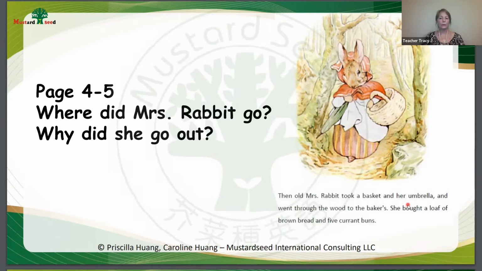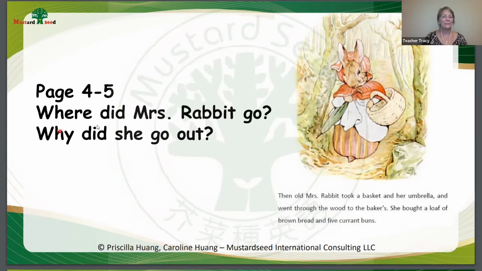Okay, so she took her umbrella and went through. This word is through right here. Through, good job. And she went to the baker's. Oh, so she went to the baker's and she's probably going to pick up some bread and 5 currant buns. Sounds like she's going to go prepare for her meal, right?